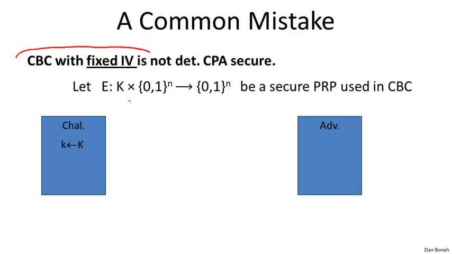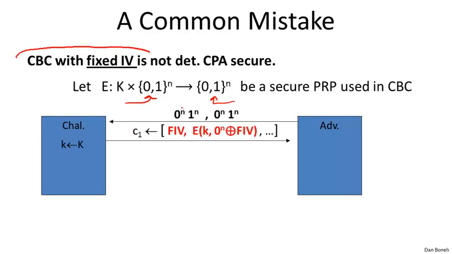So suppose we have a PRP that happens to operate on n-bit blocks, and we're going to use this PRP in CBC mode. So, if there are 5 blocks in the message, then this PRP E will be called 5 times to encrypt each one of those blocks. Okay, so here's how the attack's going to work. Well, the first thing the adversary is going to do is he's going to ask for the encryption of the message 0^n 1^n. In other words, the first block is all zeros and the second block is all ones. So the left message is equal to the right message here, which means that he just wants the encryption of this 0^n 1^n message.